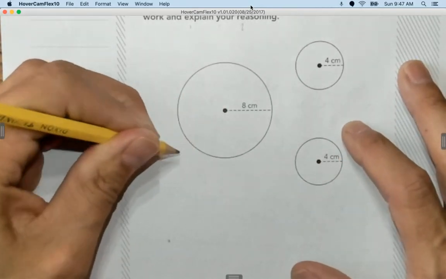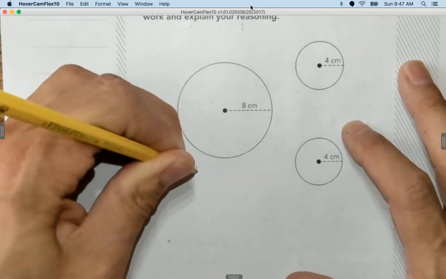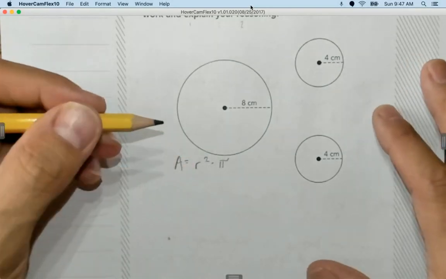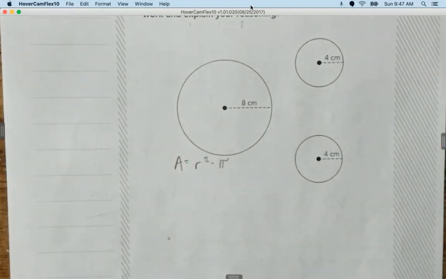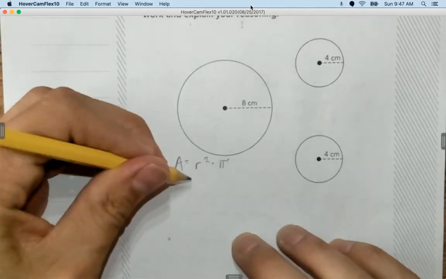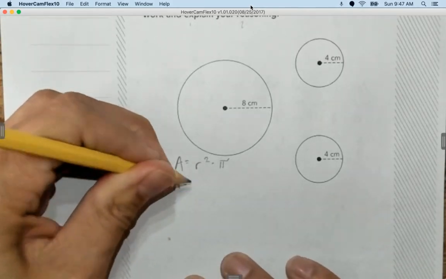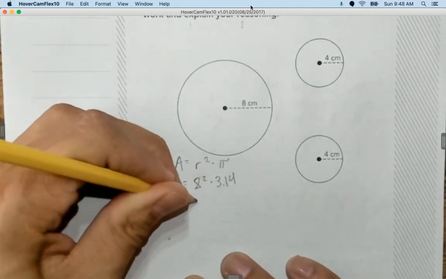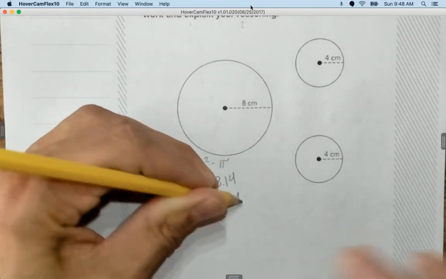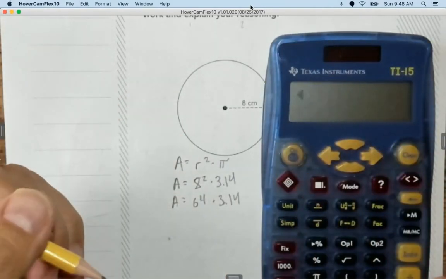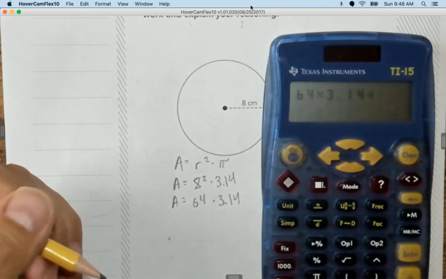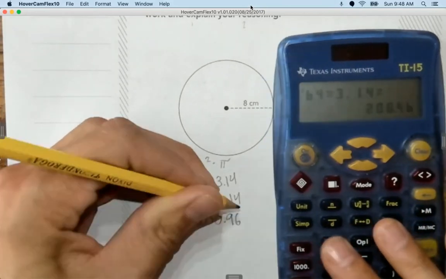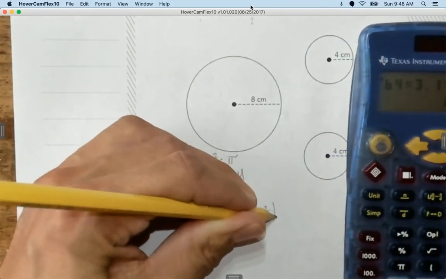So for this, area is r squared times pi. I always write the formula first. I want to show my work. If I show my work every single time, guess what? The formula is kind of stuck in my head because I've been doing it for every single problem. Then I have 8 squared times 3.14, which is going to be 64 times 3.14, which I will use my calculator for. And I get an area of 200.96 centimeters squared for the 8 centimeter pipe.